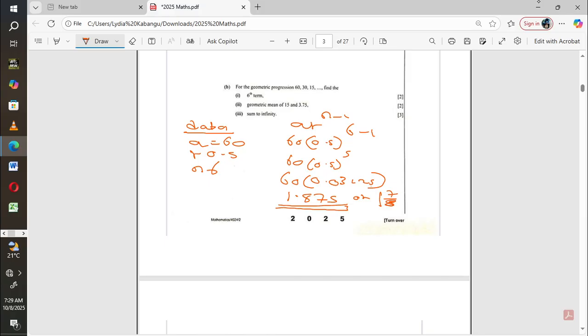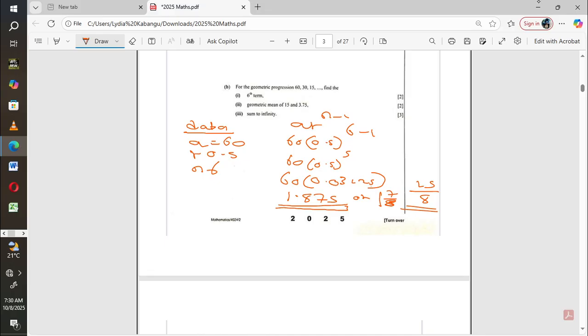Okay, so now if you want to make this one an improper fraction, you multiply 8 by 1, that's 8, plus 7, you're going to have 15 over 8. All these are answers you can write. You can write 1.875, or 1 and 7 over 8, or 15 over 8. All these are the answers that you can write.